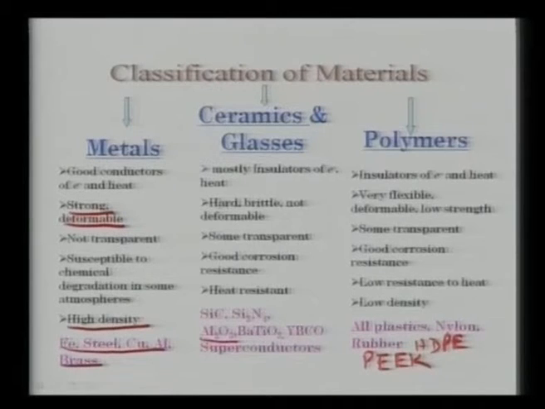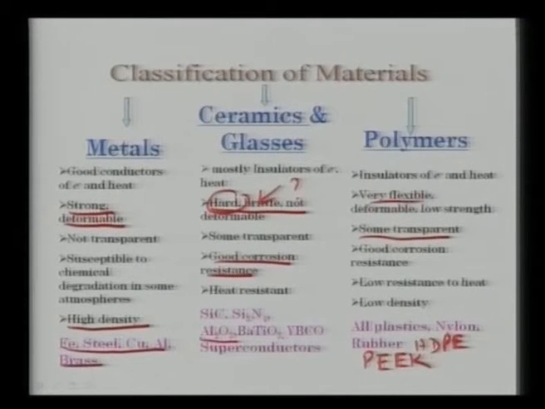Now ceramics have good properties like very high hardness, but a concern is that they are very brittle, and they have good corrosion resistance. Polymers, some are transparent, however they are very flexible, deformable, and they have low strength. So these highlighted or underlined properties are somehow relevant to biomaterials applications.